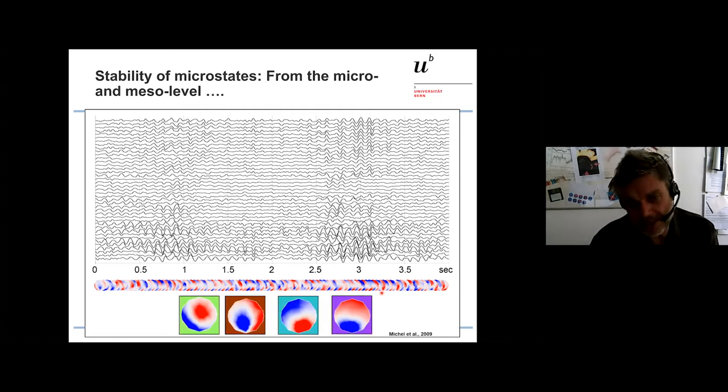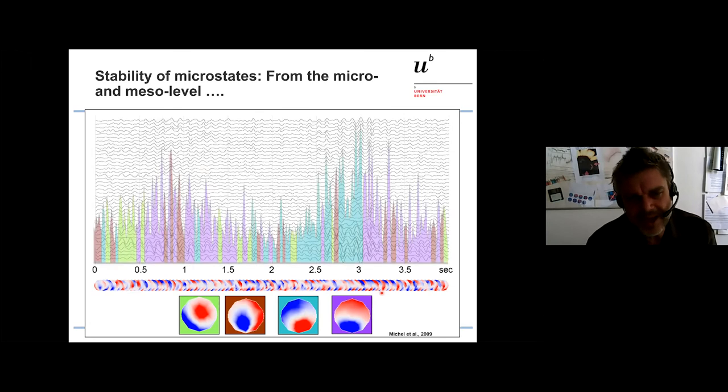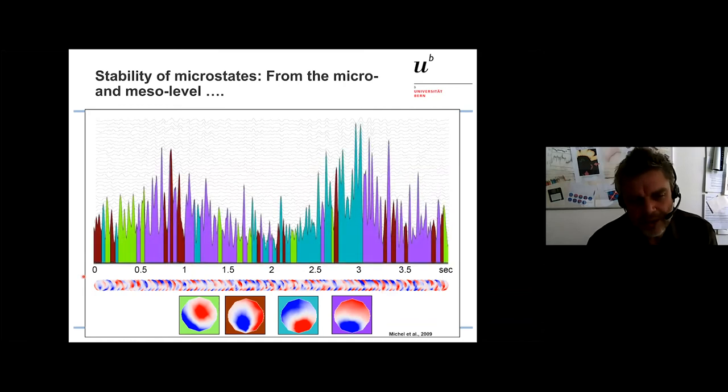We can label them, I've colored them here to make the point, and then we can assign each moment in time to one of these microstate classes. So we have the green class here, for example, that lasts for about 200 milliseconds. Then we have this pink state, or this violet state, that lasts for quite a while. We have then again other states.